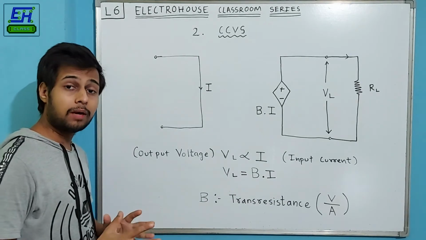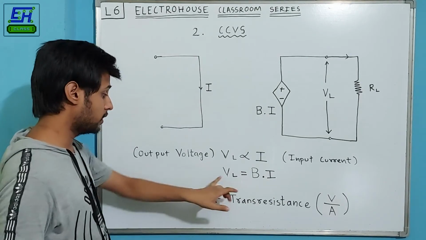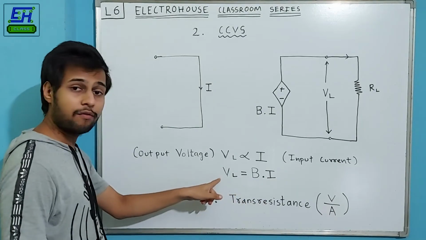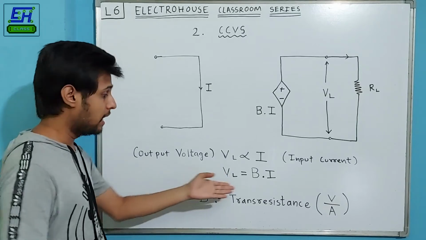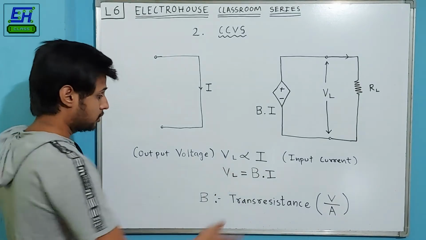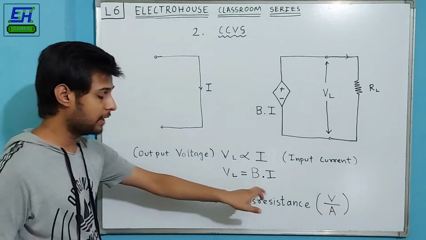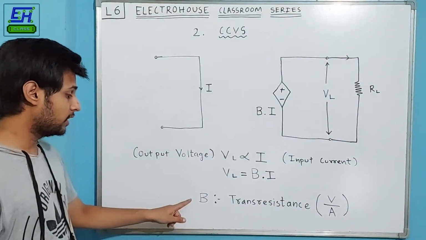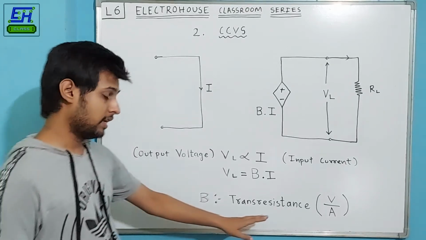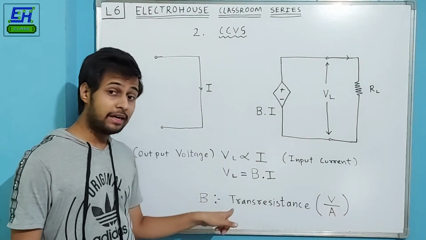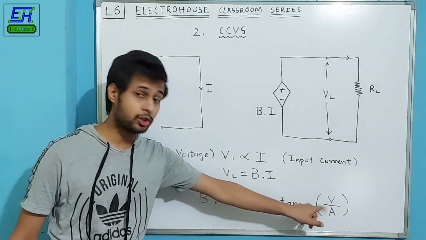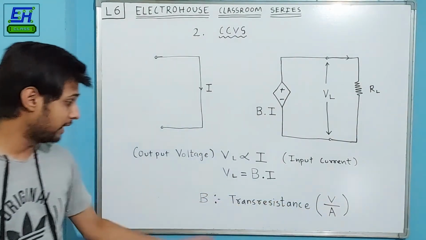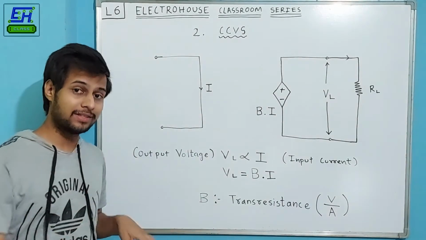Now here it is not a unitless quantity, because we have different units on both sides of the equation. Here we have voltage in volts, and here we have current in amperes. So the resultant B will be volts per ampere, or you can say ohms. This constant B is also known as transresistance. Definitely it is a resistance, but why trans? Because it is a ratio of output voltage to the input current, so it is a kind of transresistance.